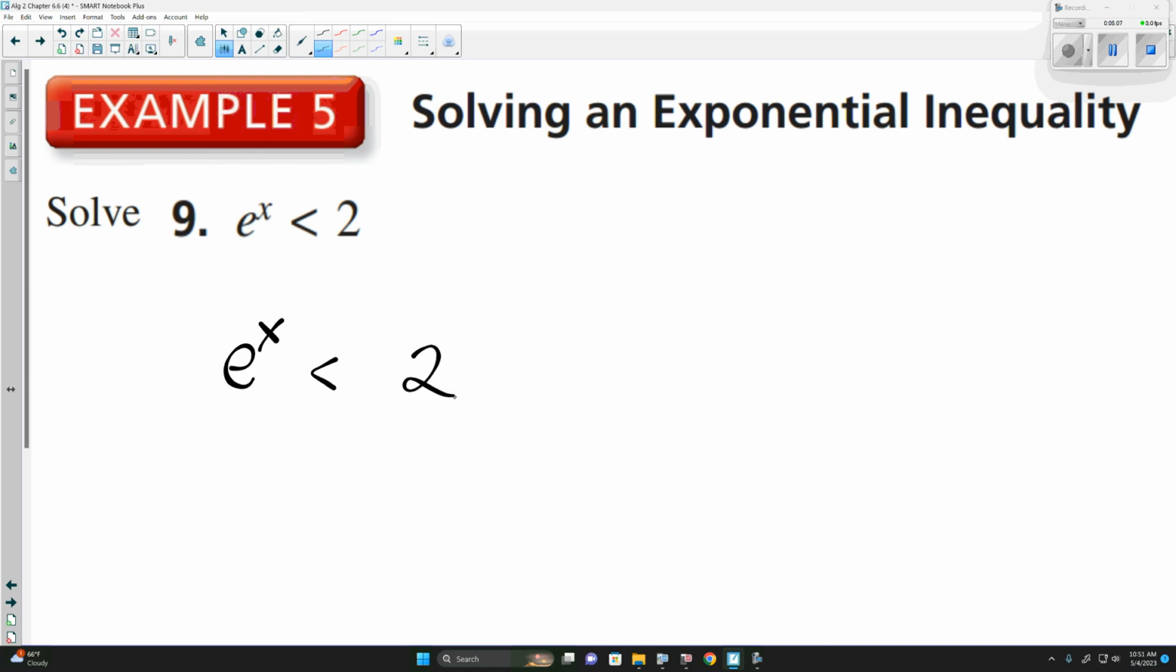So this is problem number 9. e to the x is less than 2.